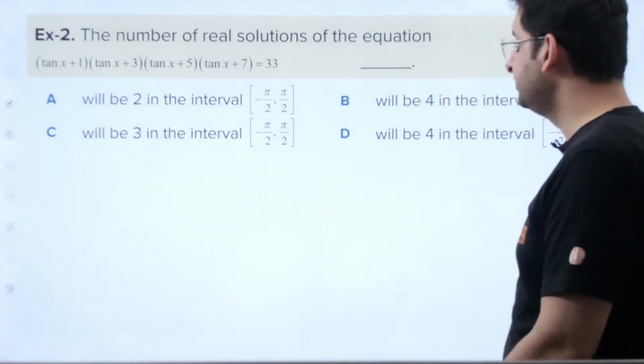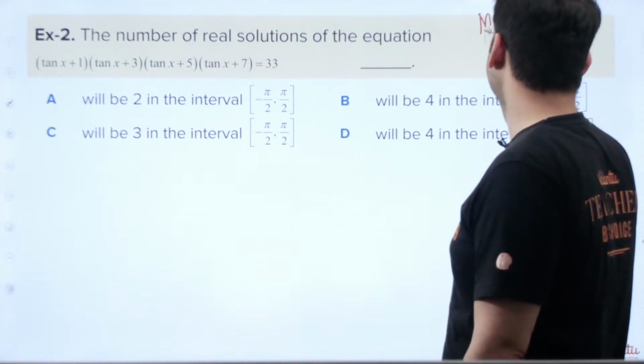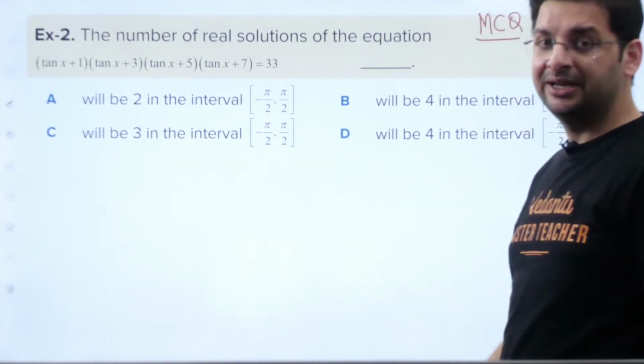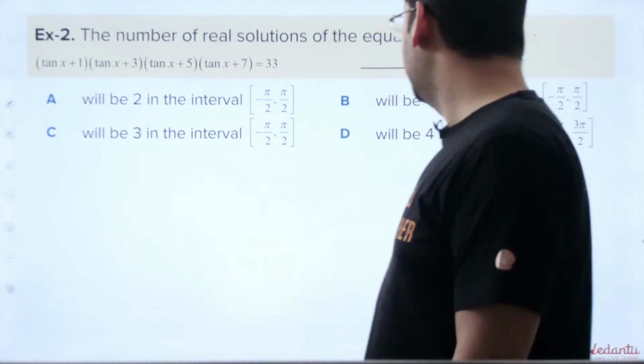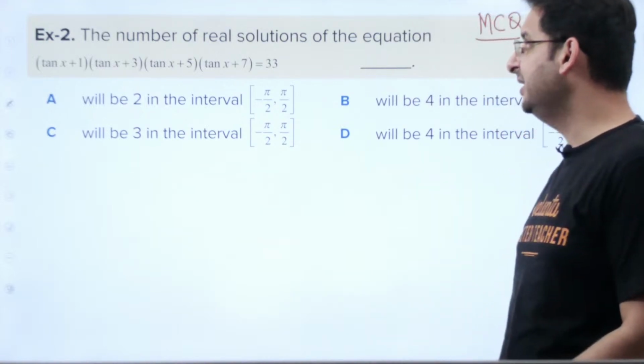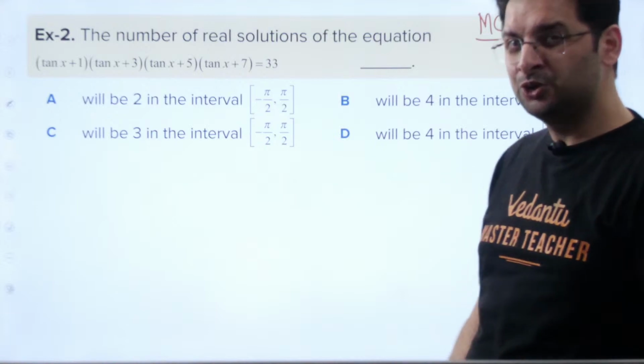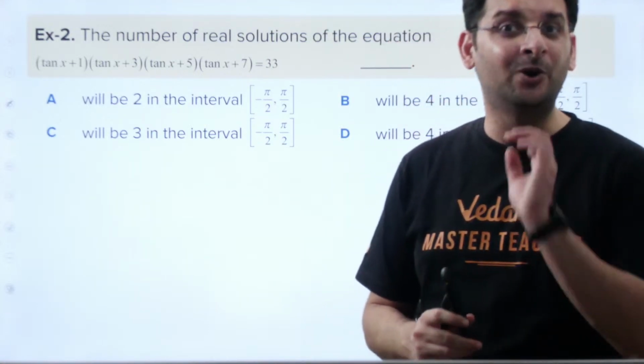Moving on, question number 2. So this is more than one correct. More than one correct. Let's see. The number of real solutions of the equation (tan x plus 1)(tan x plus 3)(tan x plus 5)(tan x plus 7) equals 33. Relatively simpler one, but again you should have a clear path on how to proceed.